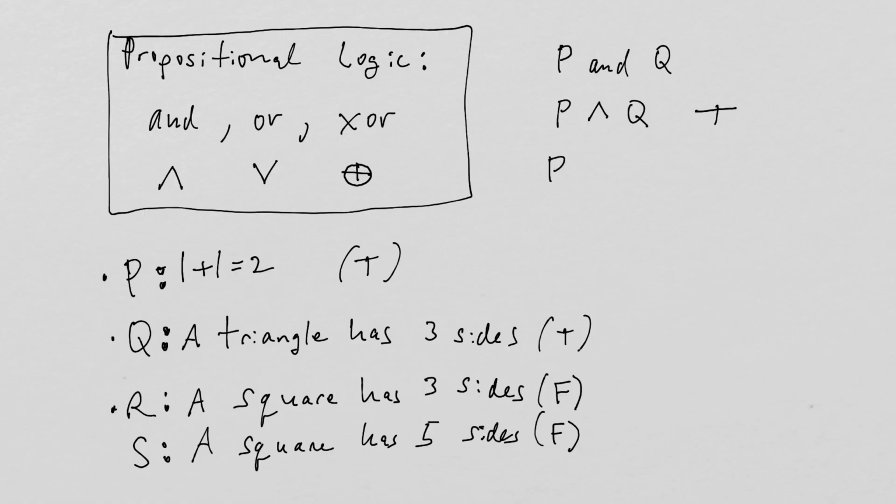But if I try to say P and R, although it's true that 1 plus 1 equals 2, the second part is not true. It's not true that the square has three sides. And even though this is sort of a partially true statement, we don't get to say that in this type of math. So it is false. P and R is a false statement. It's not true that both 1 plus 1 equals 2 and that a square has three sides.